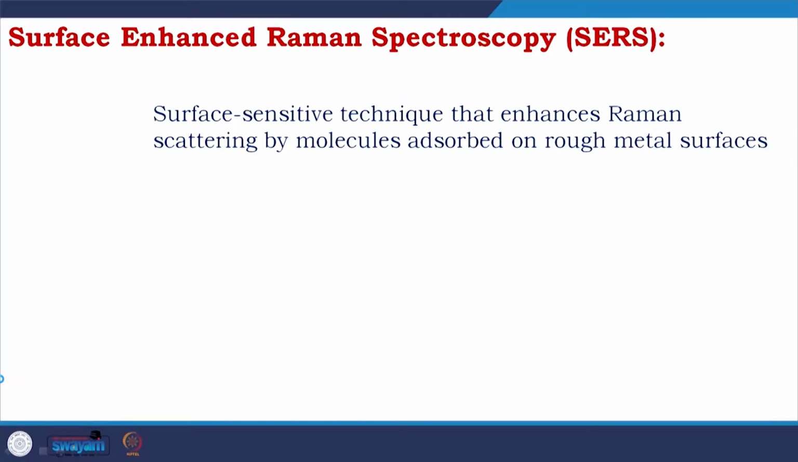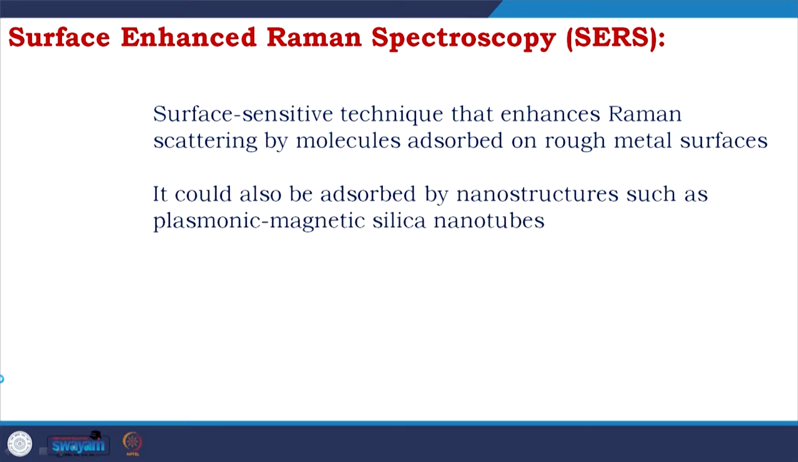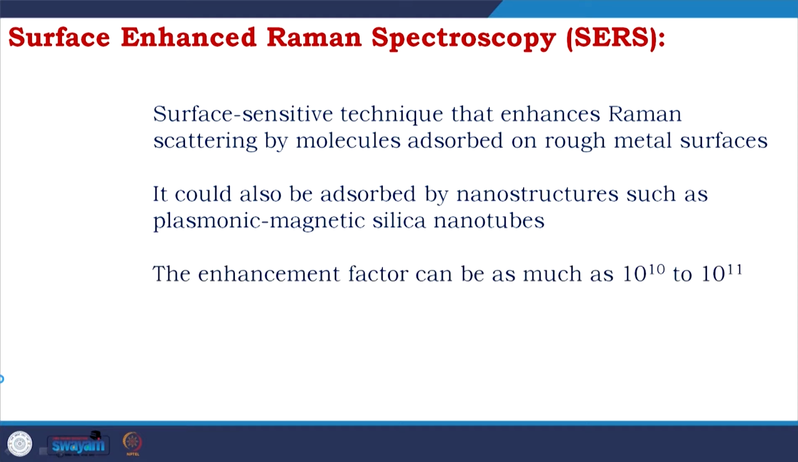Another technique which helped Raman spectroscopy to grow is surface enhanced Raman spectroscopy, or SERS, a surface sensitive technique that enables Raman scattering by molecules adsorbed on rough metal surfaces. They could also be adsorbed on nanostructures such as plasmonic magnetic silica nanotubes. The enhancement factor can be as much as 10^10 to 10^11. Detection of a single molecule is a very critical part. Using surface enhancement, Raman spectroscopy is now enabled to identify a single molecule.